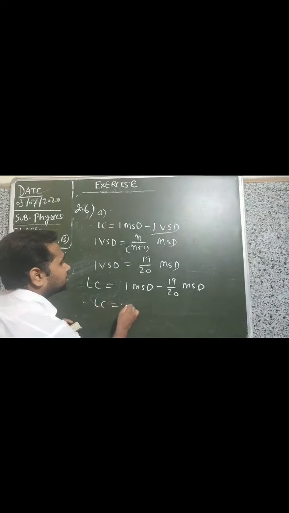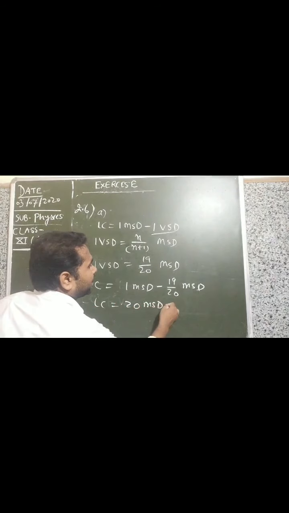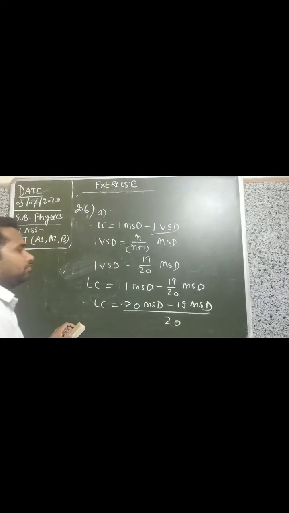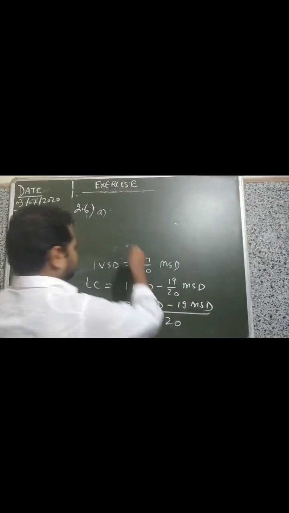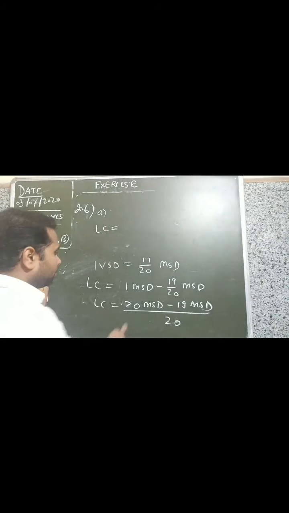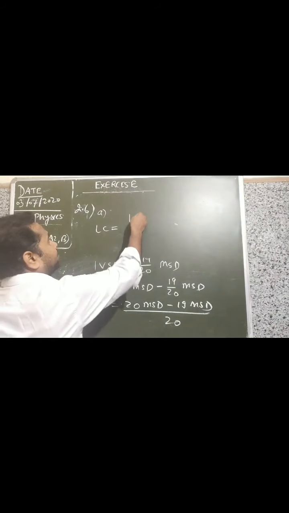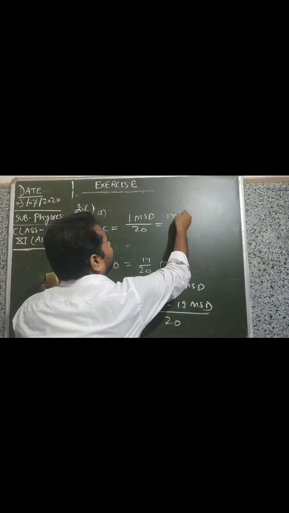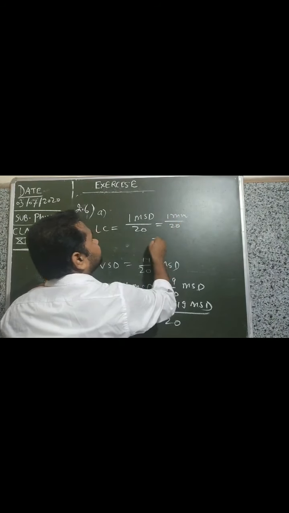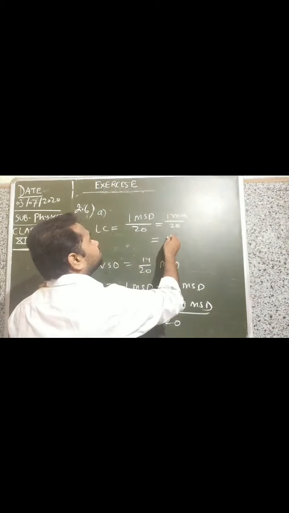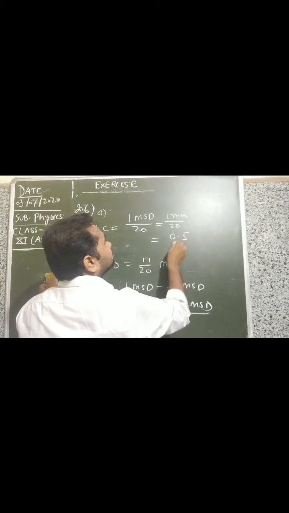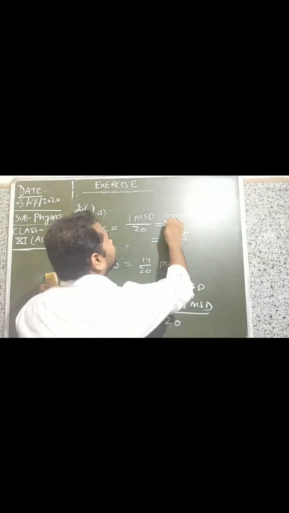So least count equals 20 MSD minus 19 MSD divided by 20, or least count equals 20 minus 19, that is 1 MSD divided by 20. MSD is 1 mm. So 1 mm divided by 20, or 1 by 20, it is 0.05.